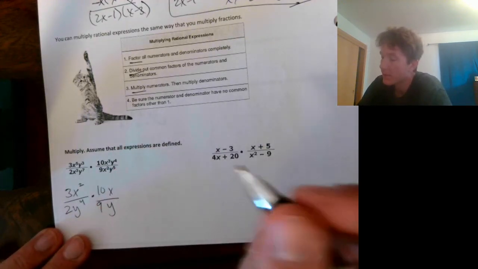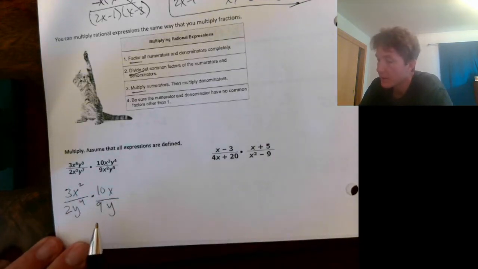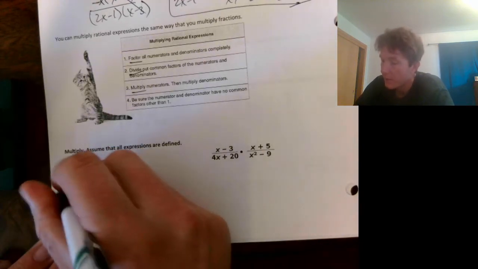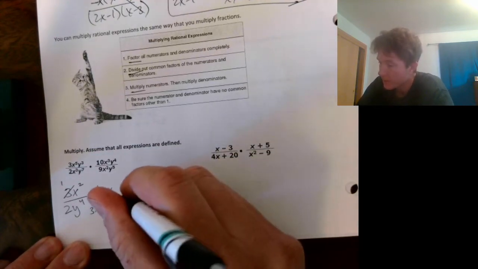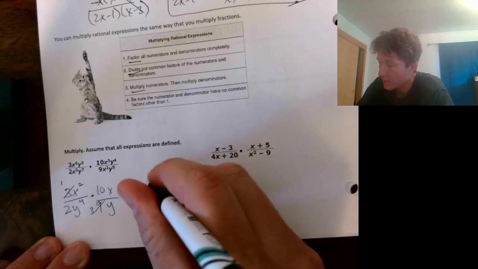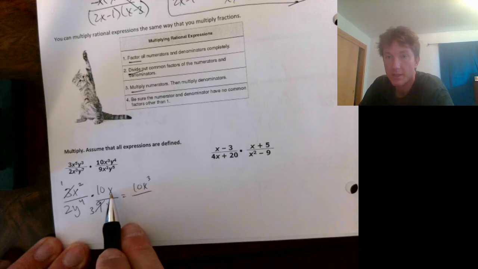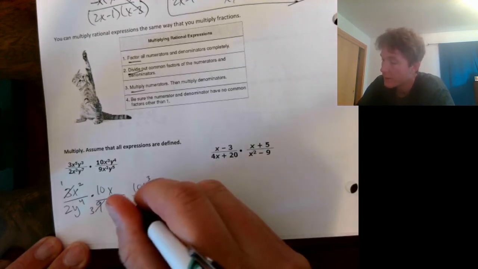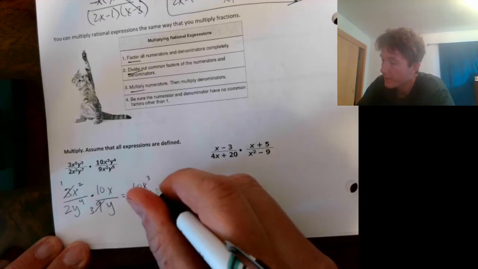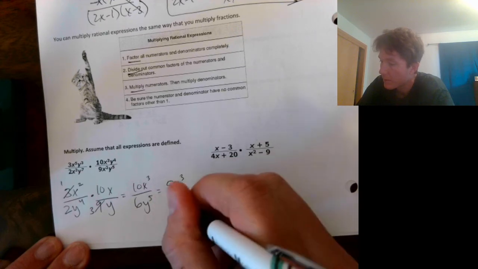Let's see what we got here. I can multiply this straight across. You might see already that there's a 3 on the top and a 9 on the bottom. So that would become a 1, that would become a 3. So this is going to be 10x to the 3rd power, this is x squared times x, so that's x squared plus 1, over 6y to the 5th, and then that's going to be 5x cubed over y to the 5th.